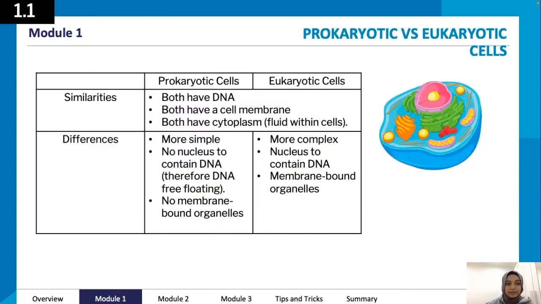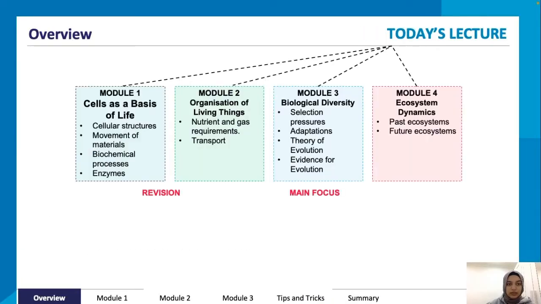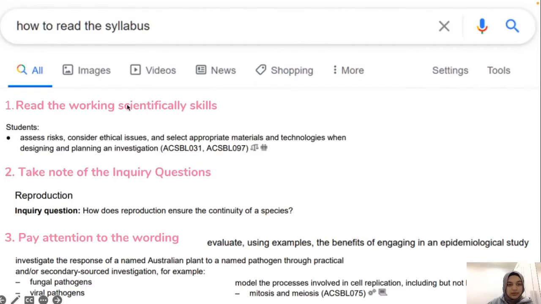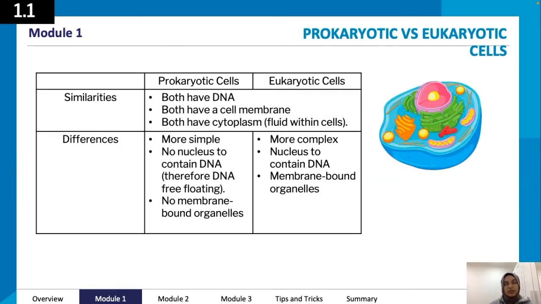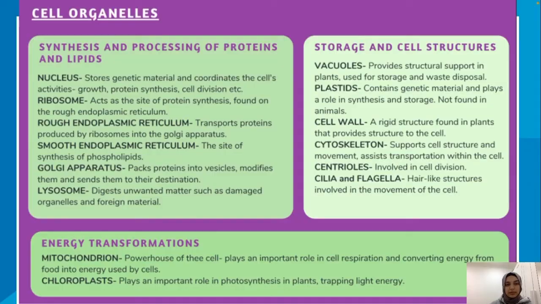If I go back over here, read the working scientifically skills. Then you want to take note of the inquiry question and pay attention to the wording. These 3 steps are so important to success in this course, right? You want to be able to identify how to accurately read the syllabus, and how to correctly identify and approach it when you get to the stage where you want to be able to write exam answers that conform with the syllabus.